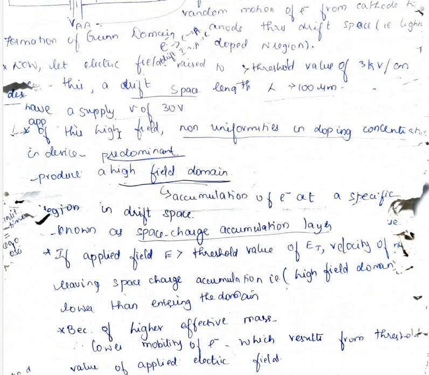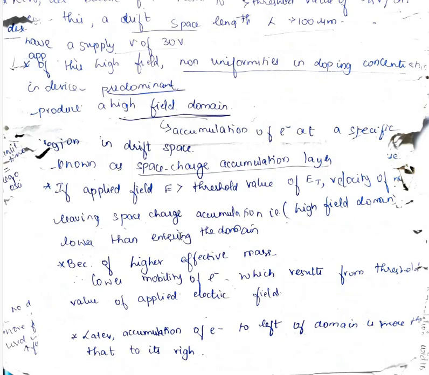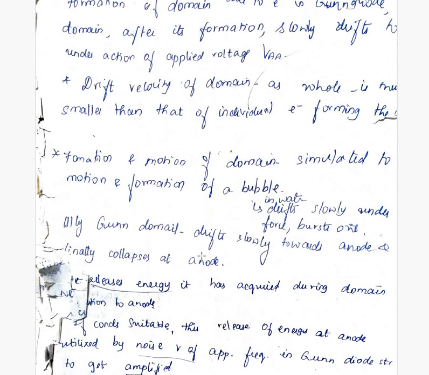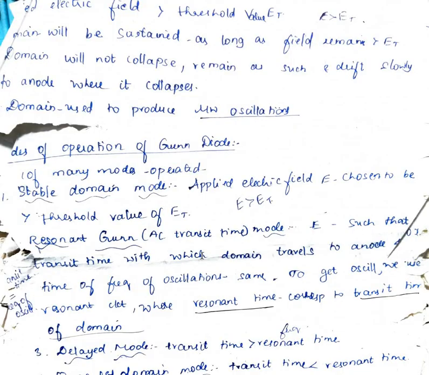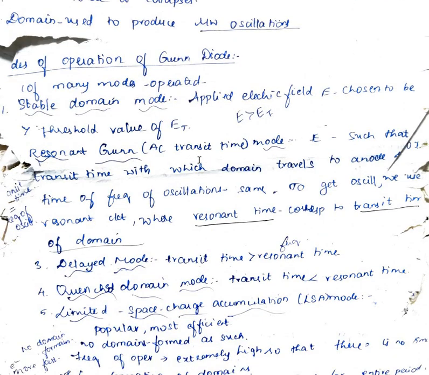So we have some modes of operation of the Gunn diode. This layer is called the space charge accumulation layer. When E is greater than the threshold voltage ET, the velocity of leaving the space charge region is lower than that entering the domain. The modes of operation of the Gunn diode are the stable domain mode, where the applied voltage is greater than the threshold voltage, and then the resonant Gunn mode or AC transit time mode. The transit time with which the domain travels to the anode is called that mode.